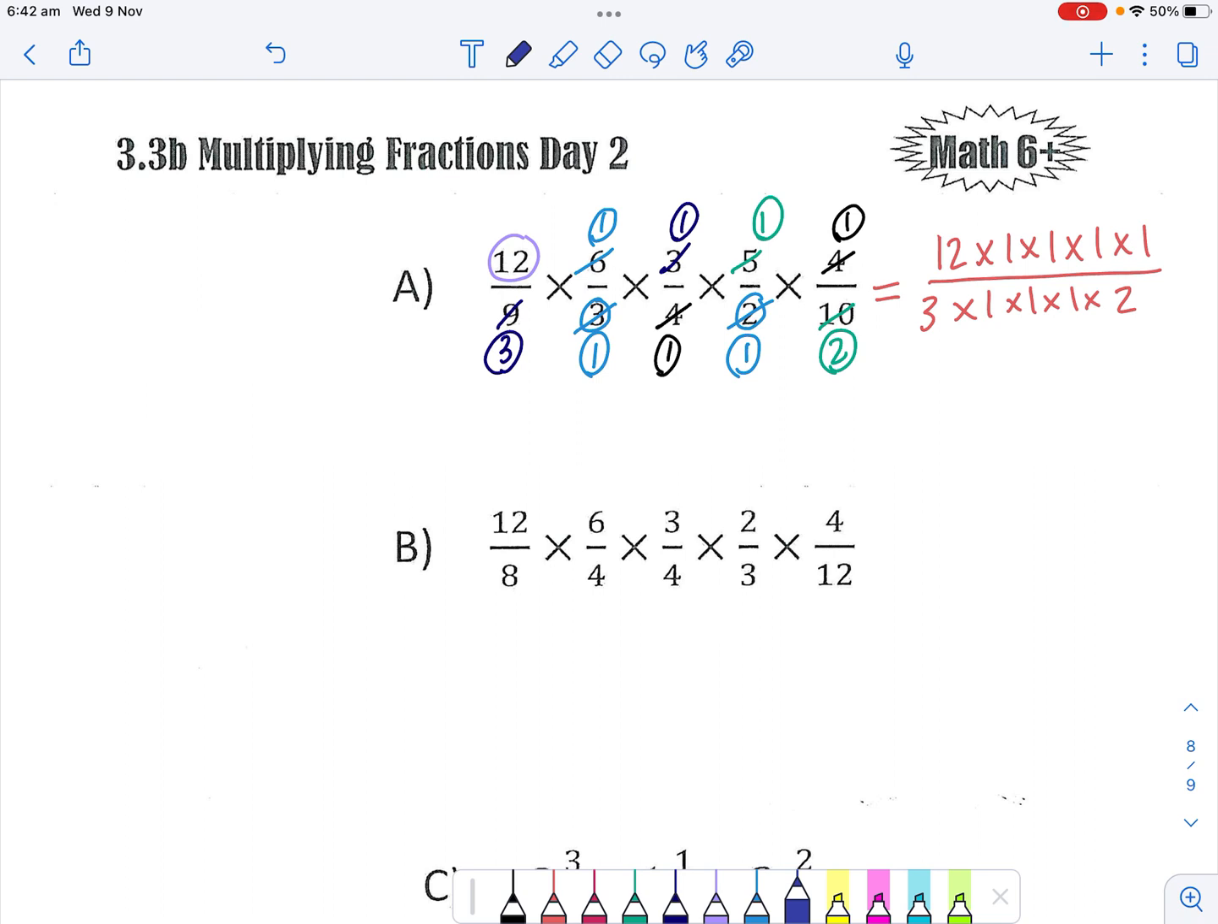Now on the bottom, I know that 3 times 2 is 6, and I've got a 12 on top. So 3 times 2 is 6 is going to cancel with the 6 that goes into 12 on the top. So this is going to become a 1, this is going to become a 1, and this is going to become a 2 because 12 divided by 6 is 2. So now I've got a 2 on top times a bunch of 1s, that's going to be 2, and then I've got a bunch of 1s on the bottom, which is going to be 1. So my final answer here is going to be 2 over 1, or 2.